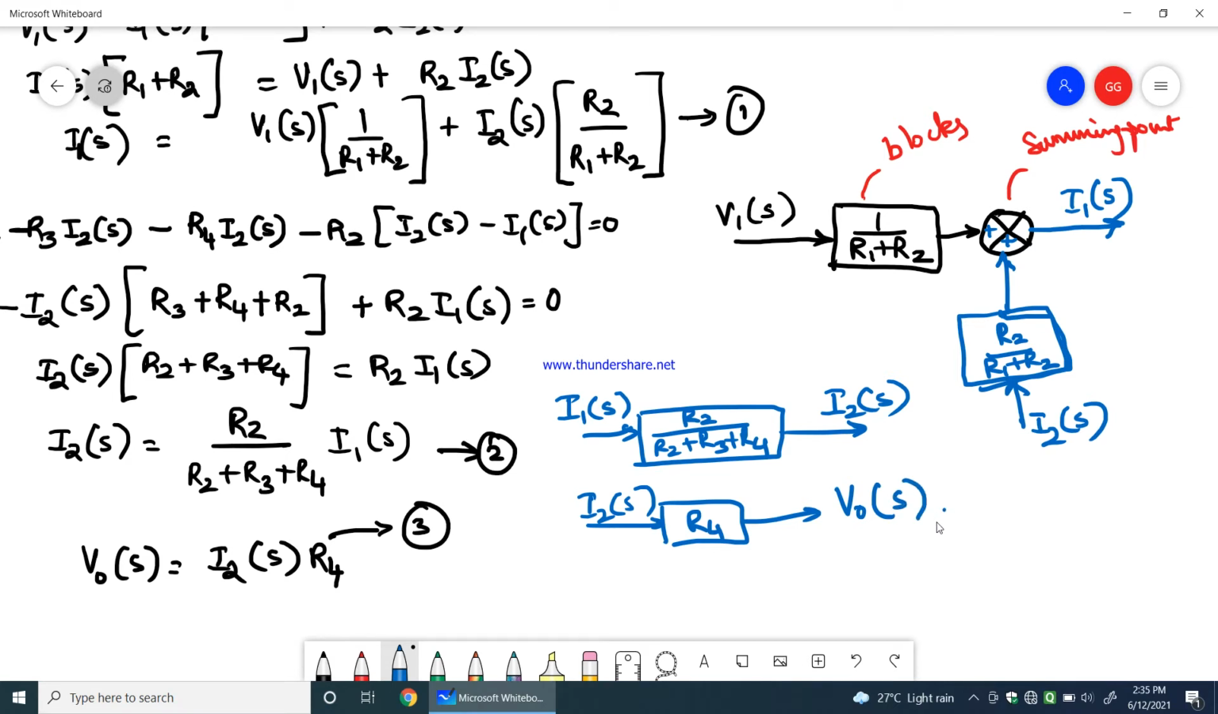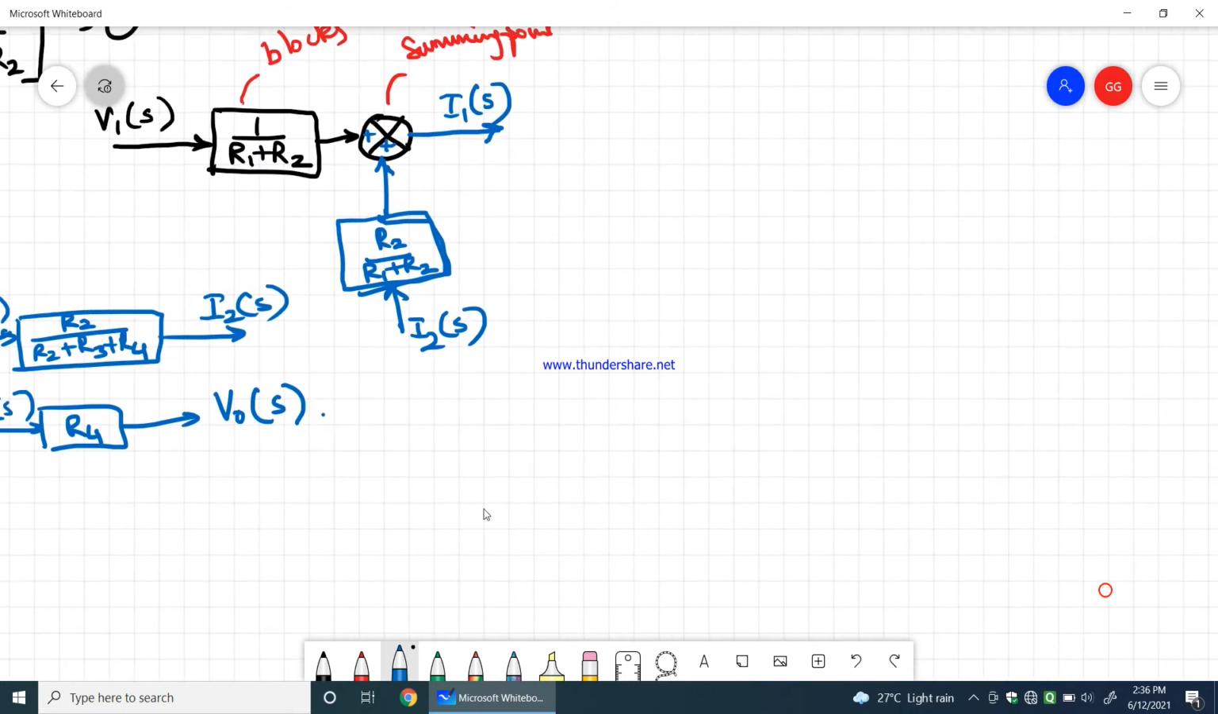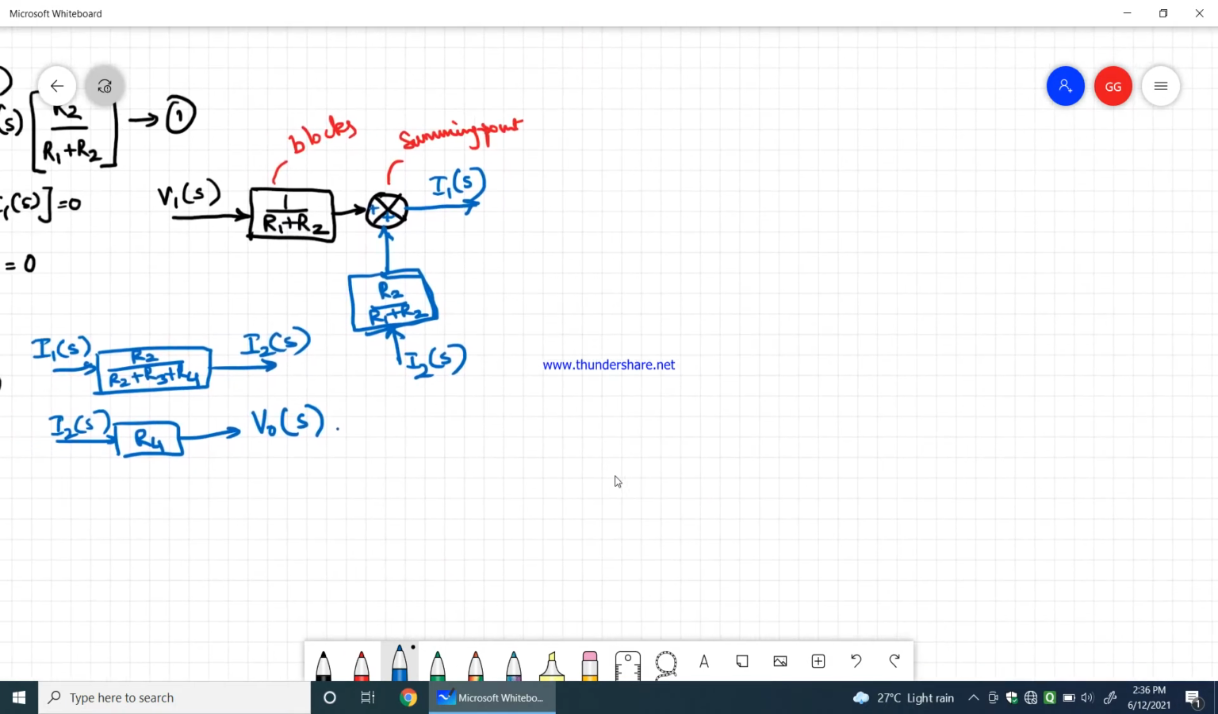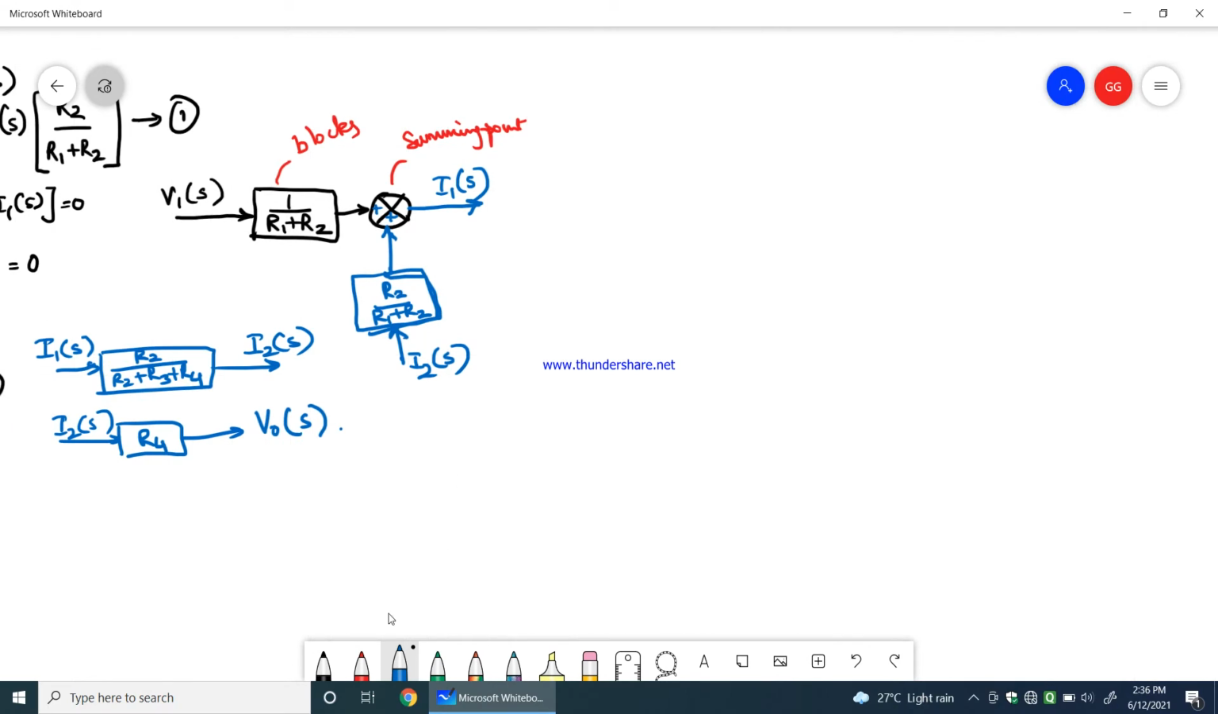Okay. So now if I try to join all these blocks, all these 3 blocks, how will I get the diagram? Let us see that. The input is always V in of S. So we know that input is V in and output is V out. So V1 of S is the input, multiplied by 1 over R1 plus R2, coming to a summing point, plus and plus, and coming out is I1 of S.